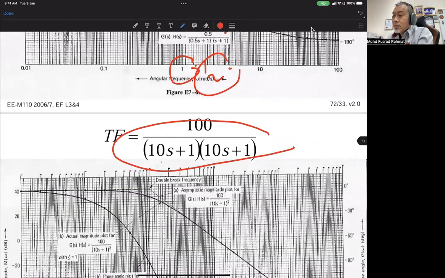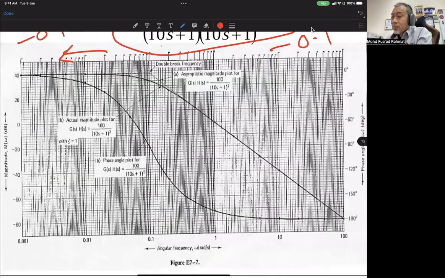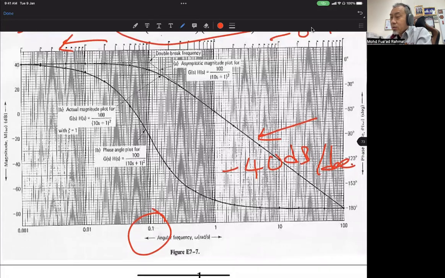And this one is the minus 0.1 pole value. In fact, it is twin. We have double poles at minus 0.1, so the corner frequency is at 0.1. Just add each other: minus 20 dB plus minus 20 dB per decade, so it will be minus 40 dB per decade, the total.